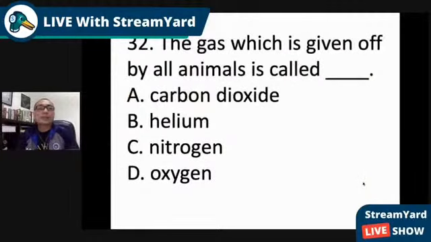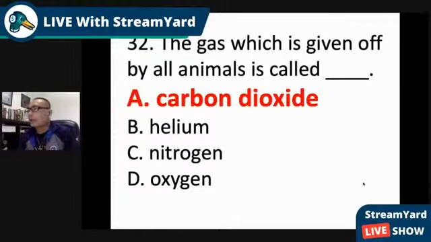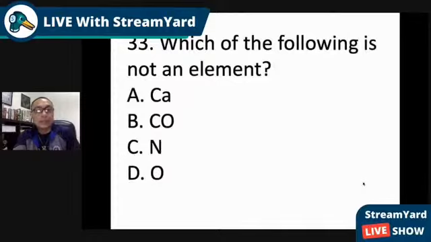32. The gas which is given off by all animals is called what? Animals, that includes us, right? So what gas do we give off, or do other animals give off? I think it is clear to us why carbon dioxide. We inhale oxygen and we exhale carbon dioxide. The same with other animals, mammals especially. Thank you for your answers, carbon dioxide. Everybody got the right answer.